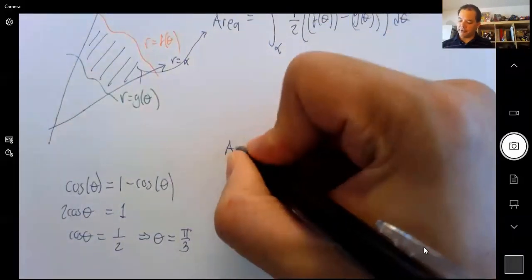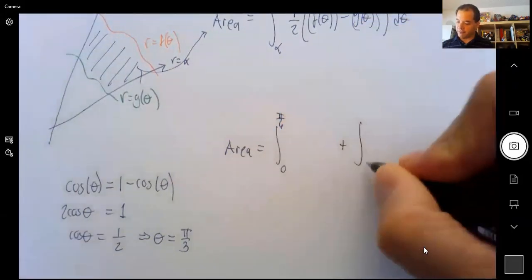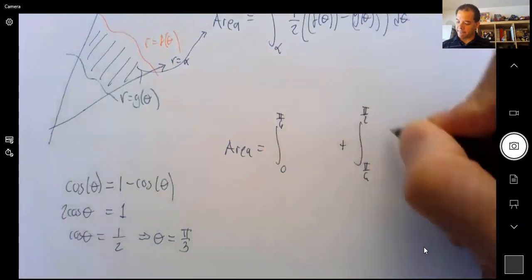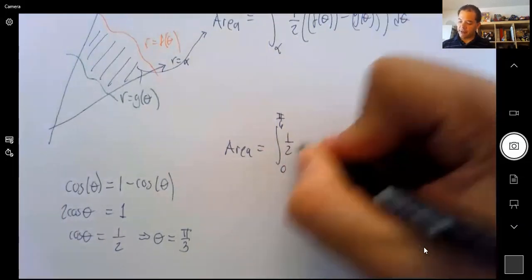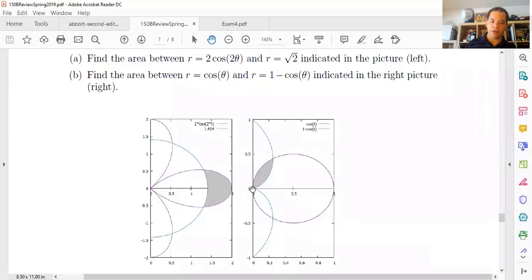So then the area we want is two integrals. One of them is from 0 to pi over 6, and the other is from pi over 6 to pi over 2. And the first one, the function we want to use is, so for the first one, we want to use the light blue one. So the light blue one is 1 minus cosine. And for the second one, we want to use the purple one, and the purple one is cosine. Right? Is that clear?